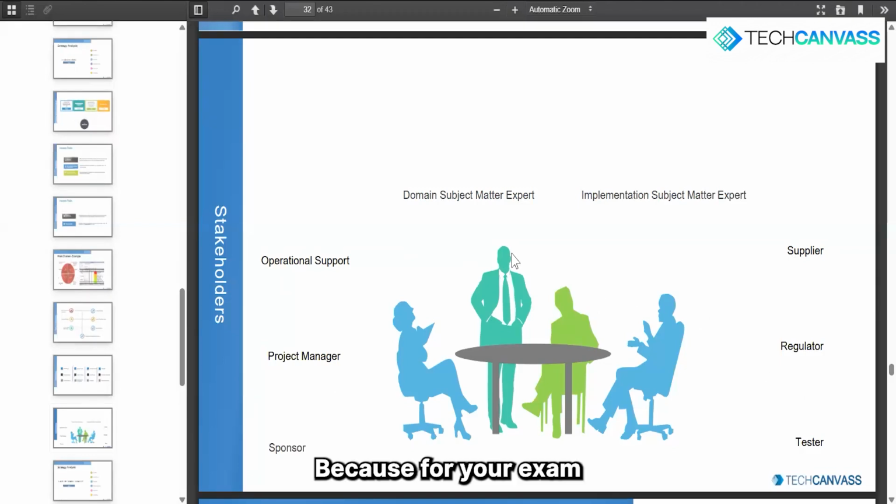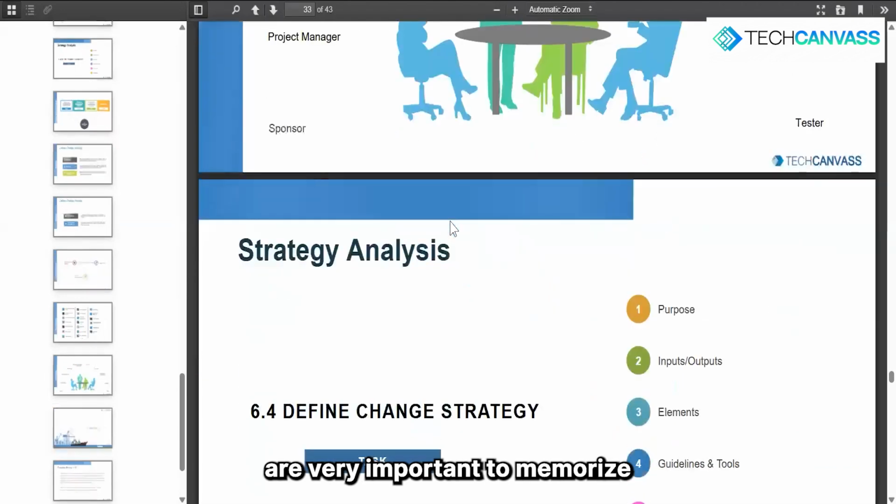Because for your exam, you should know input and output. You should actually memorize input and output. The guidelines and tools, let's not talk about guidelines and tools. Input and output is a must. Your stakeholders are a must. You should know stakeholders for every task and input and output for every task. That's mandatory. I tell all my students all the time, and they do it. I've seen a couple of people memorize all the things. So some of the things are very important to memorize.